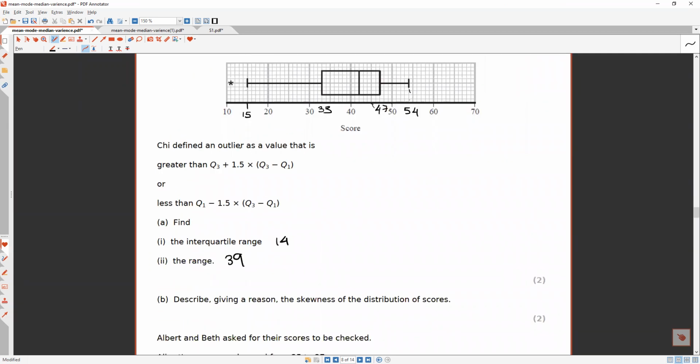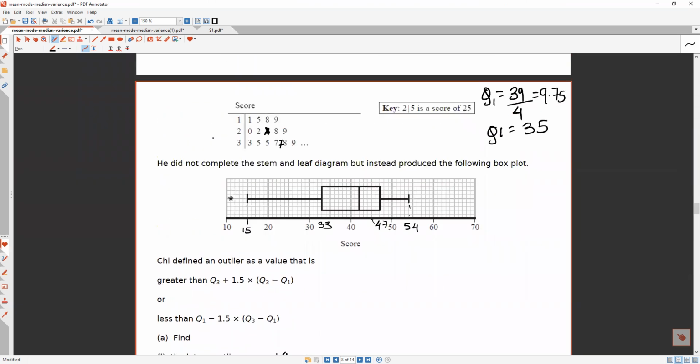So brother, then why don't you put 50? 54 is way outside my data, I don't even need it right now. Okay, Q1 is done, what is Q2? Median. What is the median? 39, right? 39 divided by 2. Find the median: 19.5, so the 20th value.